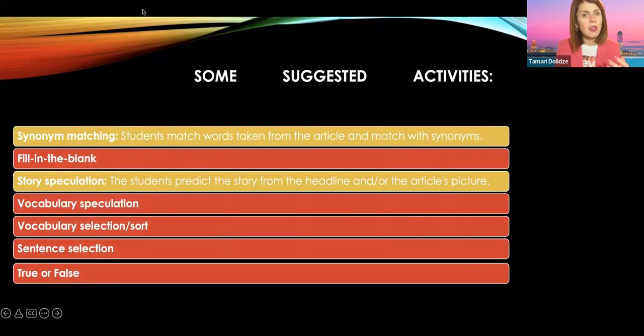These are synonym matching. For example, students can be asked to match the words or synonyms which are taken from the article. And again, students can be given fill in the blank activity, vocabulary speculation, vocabulary selection, sentence selection, true and false, and another very nice activity which can also be done. This is speculation of the story. Students can be asked to predict the story from the headline or the article's picture.